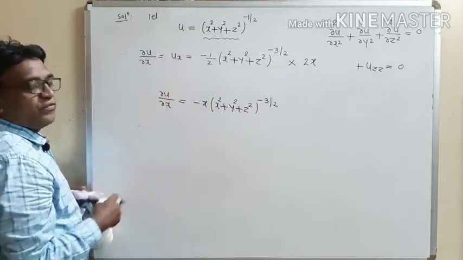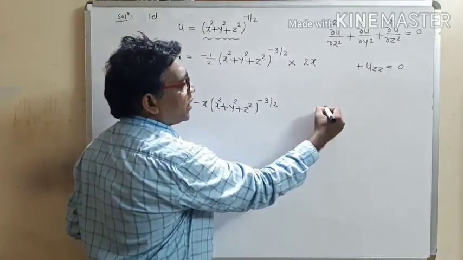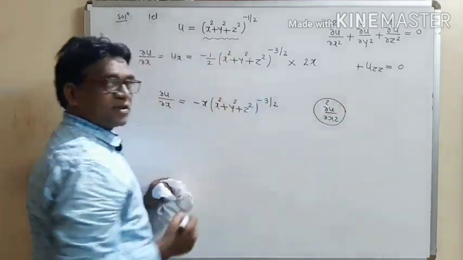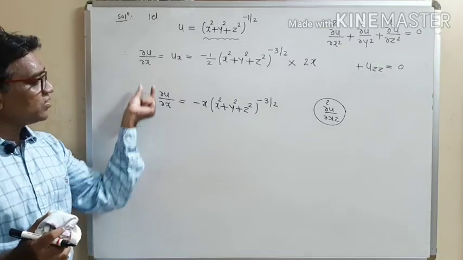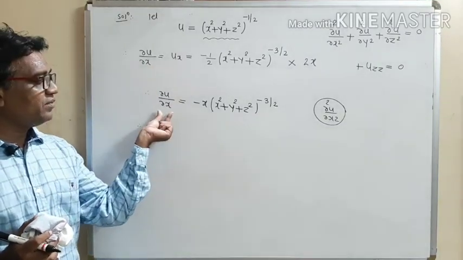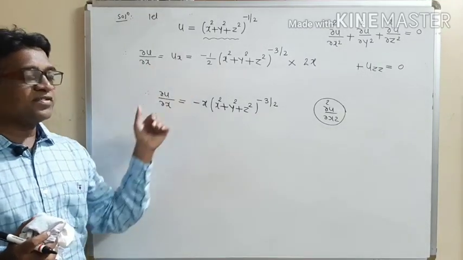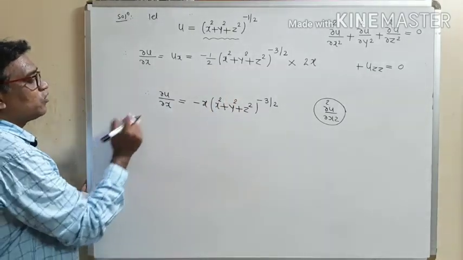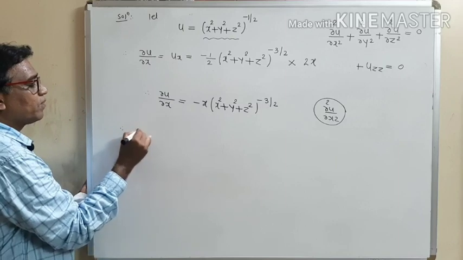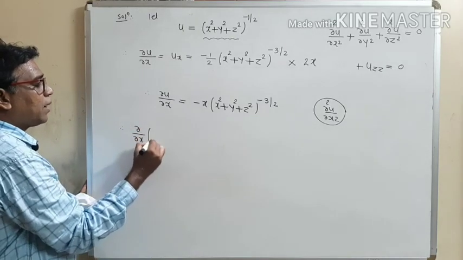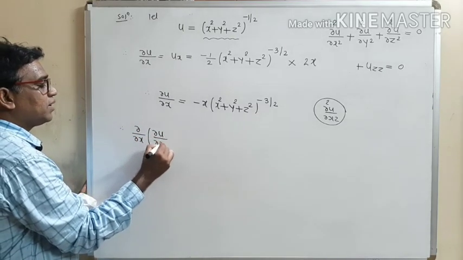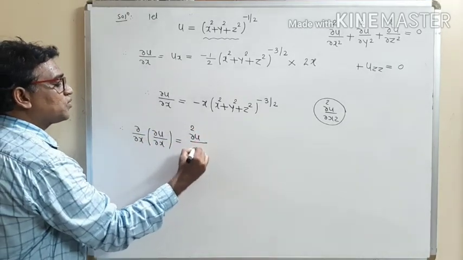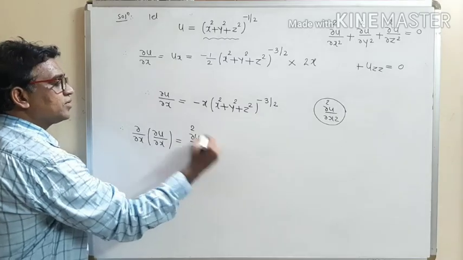So find one more differentiation. We have to find this partial derivative ∂²u/∂x². So how to find this term? First of all, take its first derivative, partial derivative with respect to x. Now find one more derivative, and we get this ∂²u/∂x². So find one more derivative. So this is ∂/∂x of this term, ∂u/∂x. We can write this term as ∂²u/∂x². This is equal to.